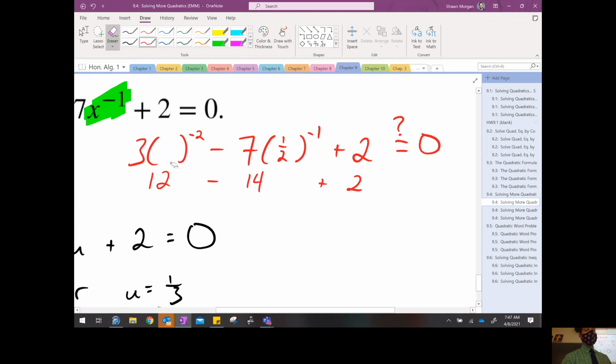Okay. What was our other answer? Just 3? All right. 3 to the negative second would be, flip it, you get 1/3 squared, which is 1/3 times 1/3. 1/9. Thank you. 1/9 times 3 is.